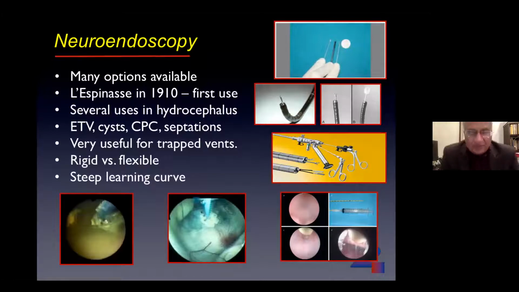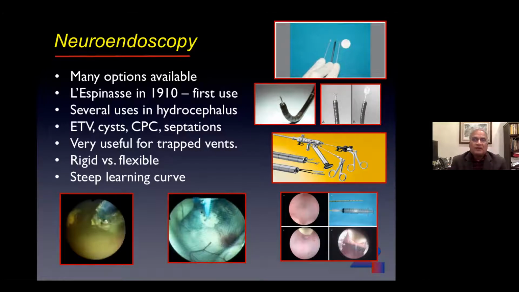Endoscopy has been around for over a century, and is now used with multiple techniques. Les Binet first used the pediatric urology cystoscope, which is interestingly the one I was trained in by my mentor, Jack Walker, back in the 80s. That's the first scope we used to do a third ventriculostomy.